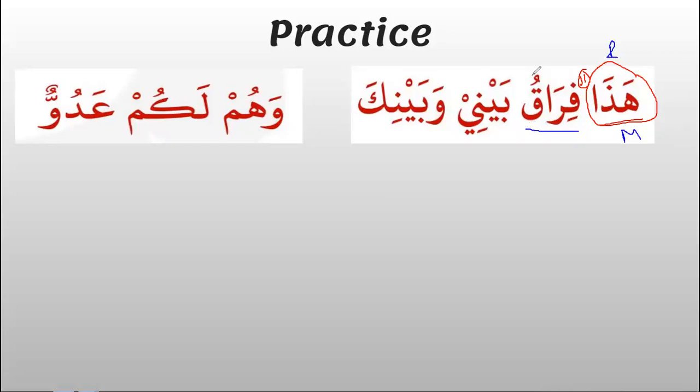It's in rafa status. Is it the first rafa or the second rafa? Second rafa. Here, what is it? It's the khabar. So haza is our first rafa and firaku is the second rafa.